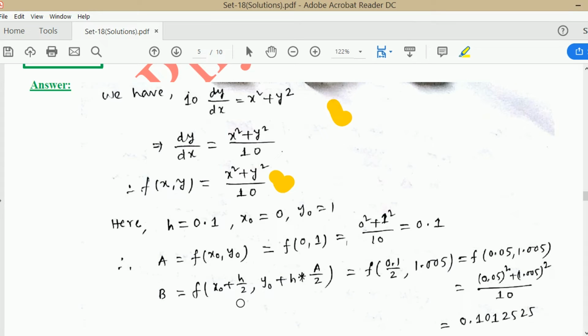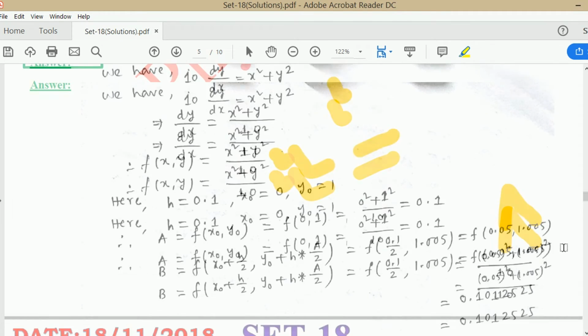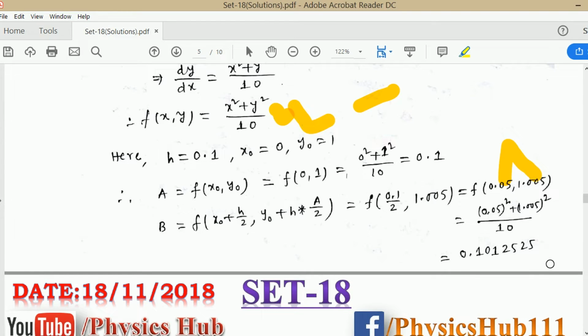So b equals f of x naught plus h by 2, y naught plus h into a by 2. So x naught plus h by 2 means 0.1 by 2. x naught is 0, h is 0.1, so 0.1 by 2, and y naught is 1 plus h into a by 2. A equals 0.1, so 0.1 by 2 into h. So 0.1 into 0.1 by 2, you will get 1.005. So the modified values are 0.05 and 1.005. We put these two values in this expression, and you will get 0.1012525.